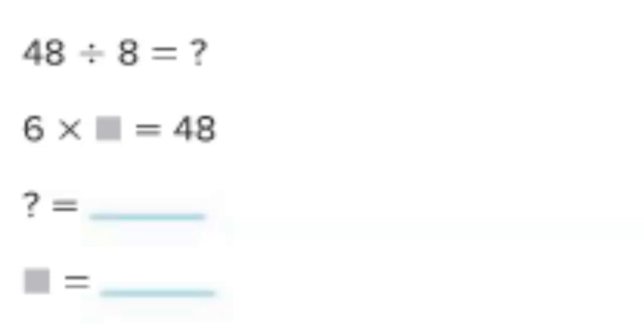For this last one, we have 48 divided by 8 is equal to what? Well, we can think of multiplication facts. I know that 6 times what equals 48? Remember that this rhymes. I know that 6 times 8 is equal to 48. So therefore, 48 divided by 8 is equal to 6. And then again, 6 times 8 is equal to 48.